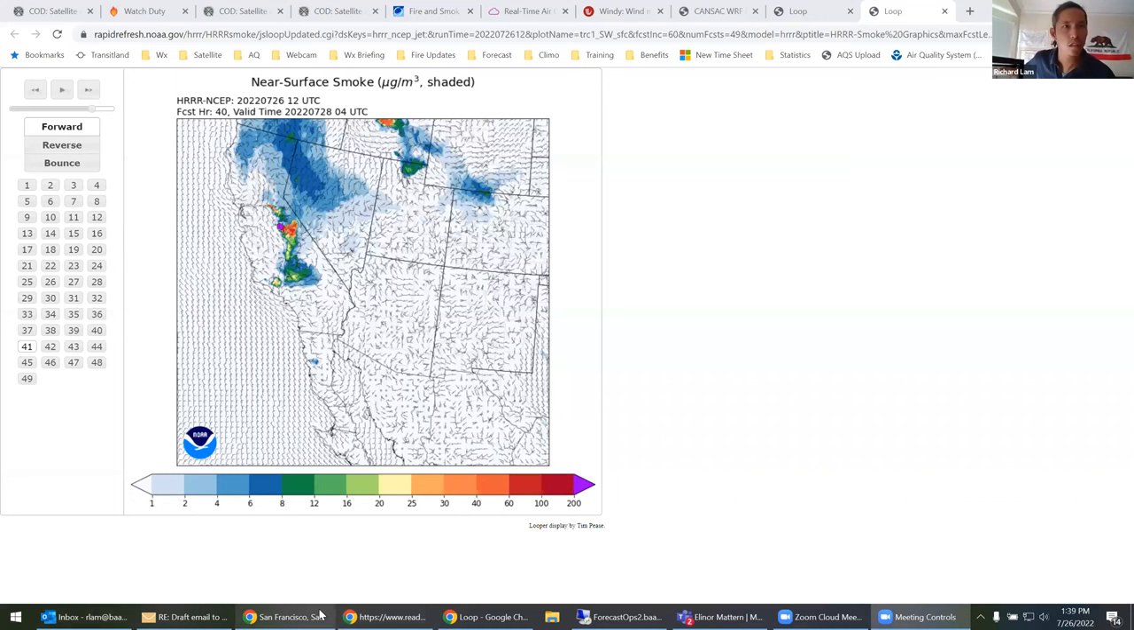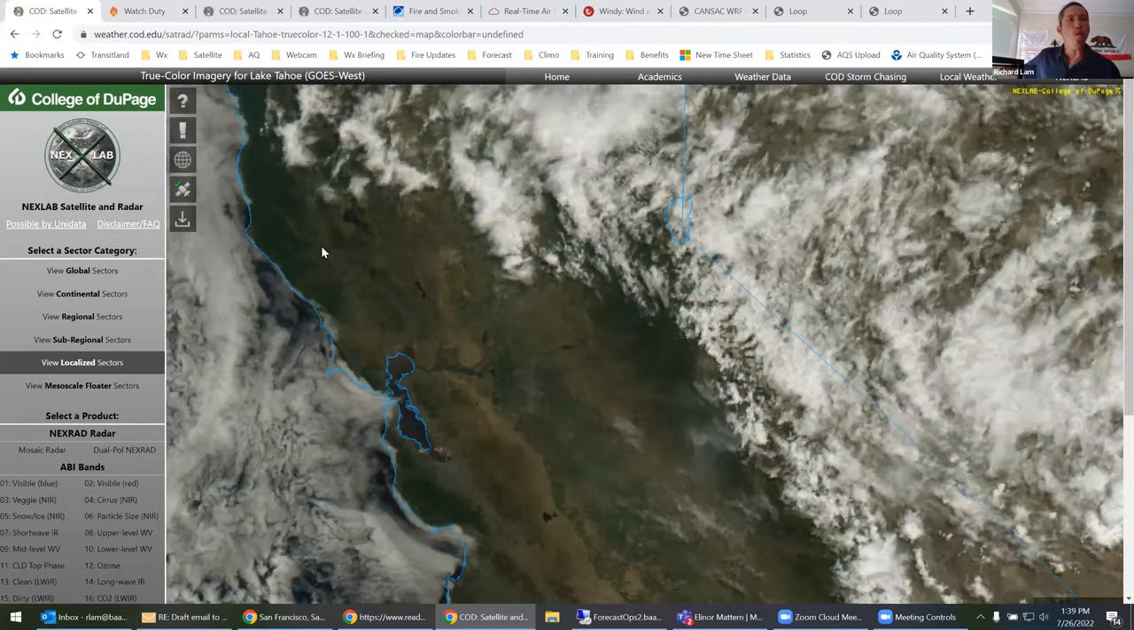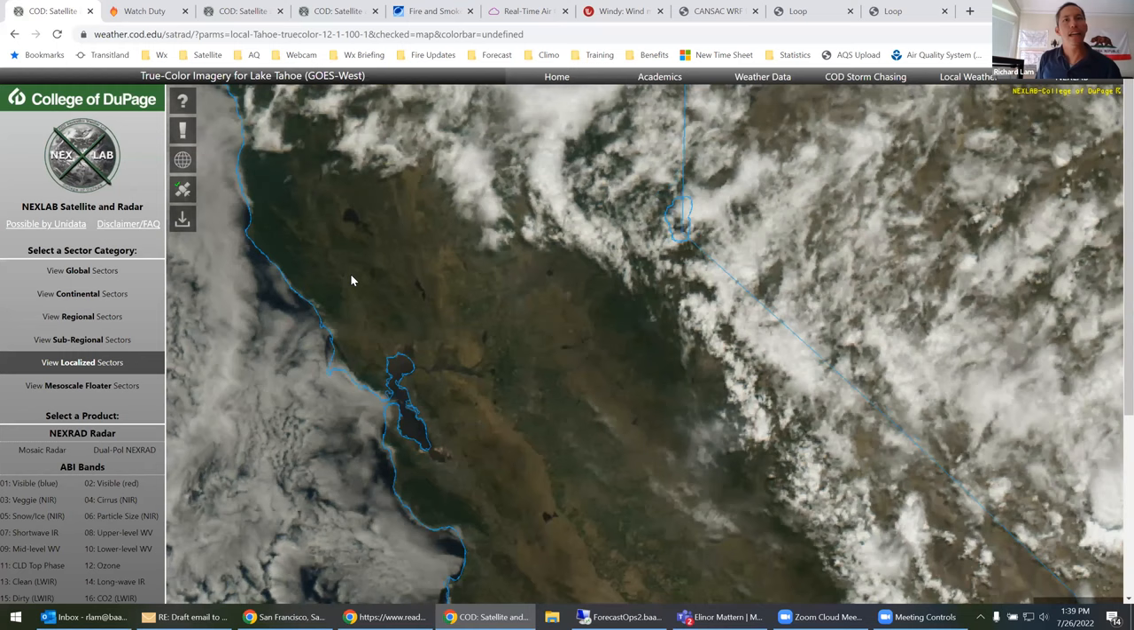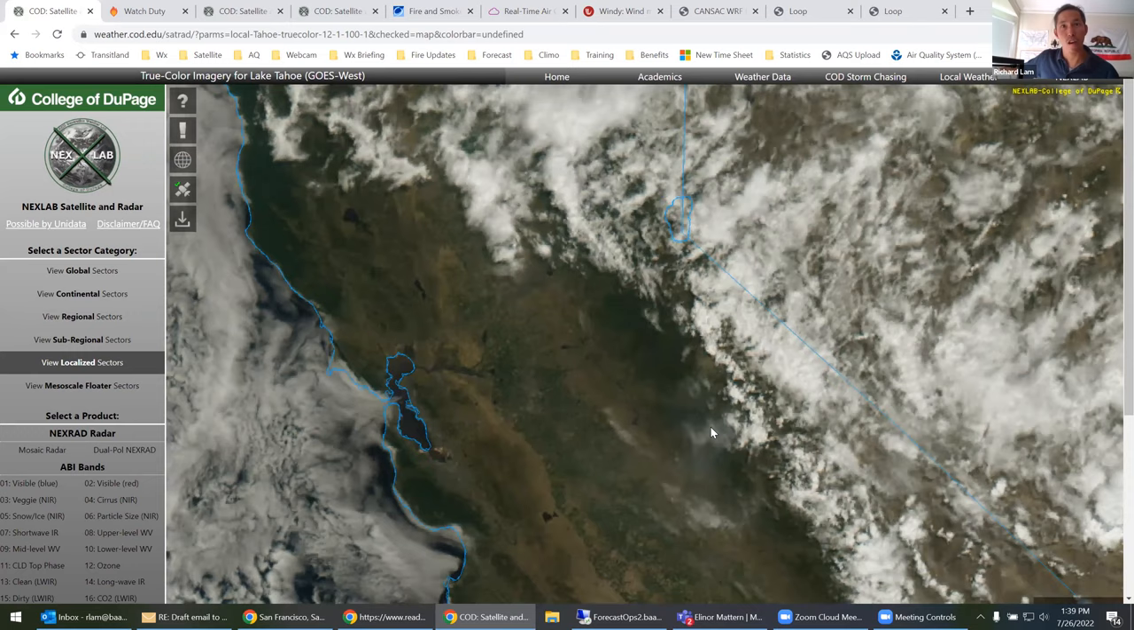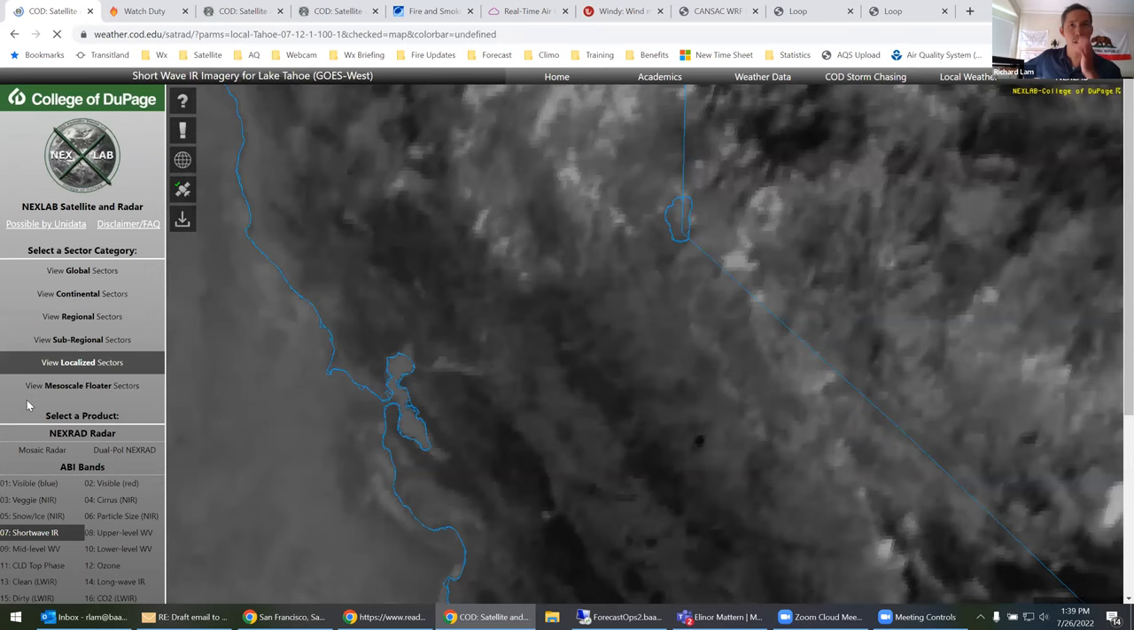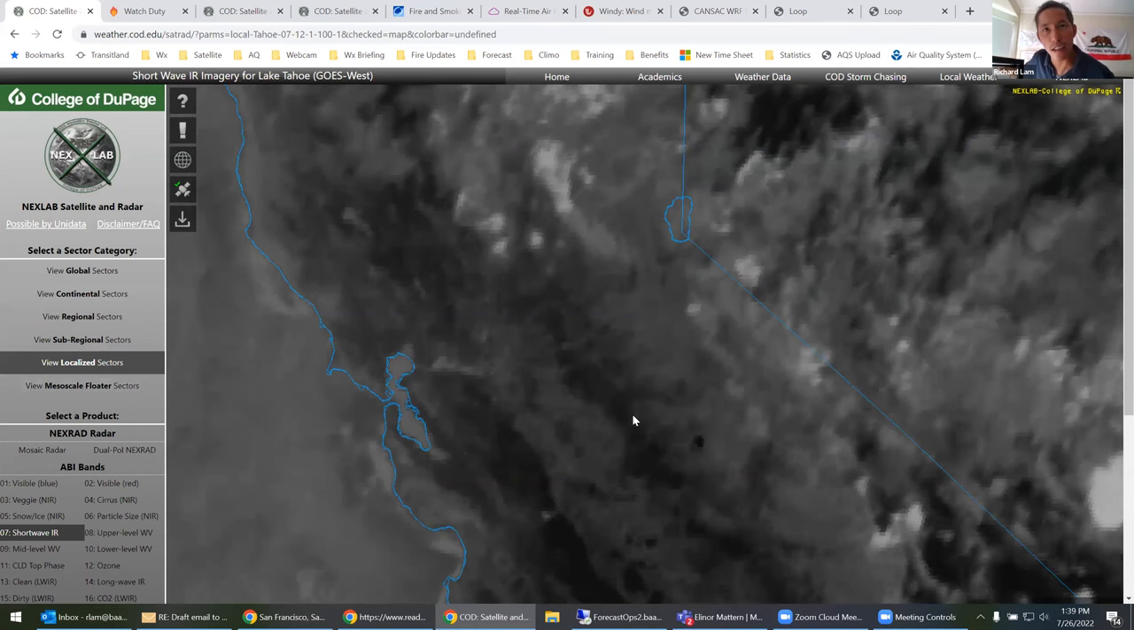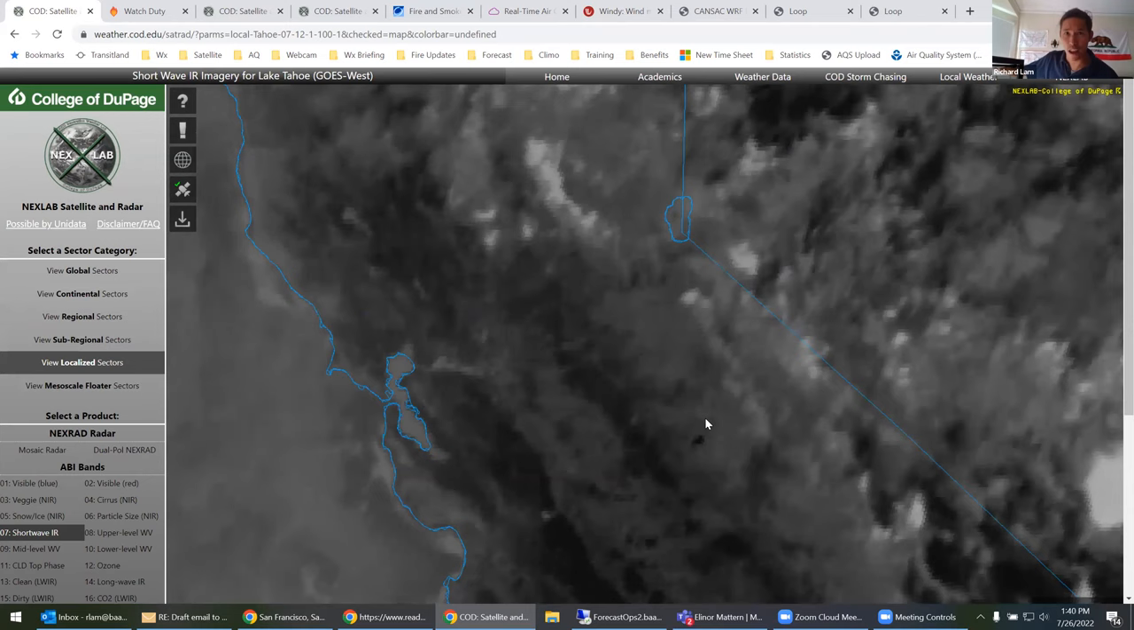So I'll go back to the satellite imagery. It's tough to tell because the white is actually clouds, and the white along the coast is also clouds, and the smoke tends to be a little bit more grayish. But there are different channels we look at. This one is called shortwave. The way we look at it, you can see the black dots here. That's where the fire is. And if it gets really, really black, that means the fire is very active.